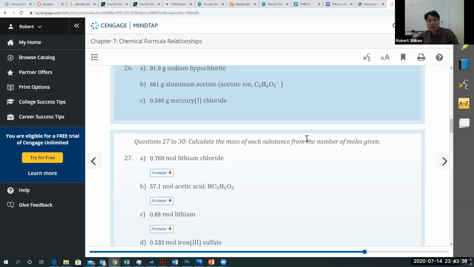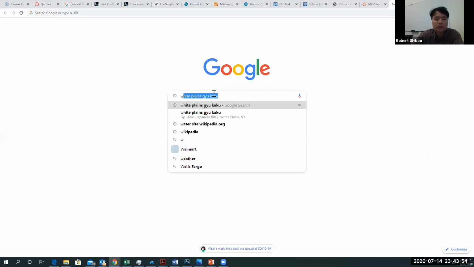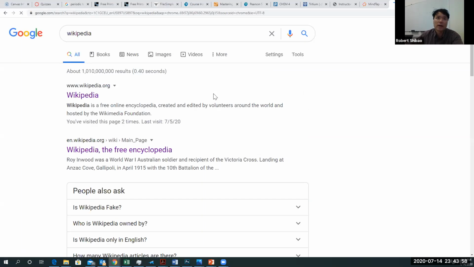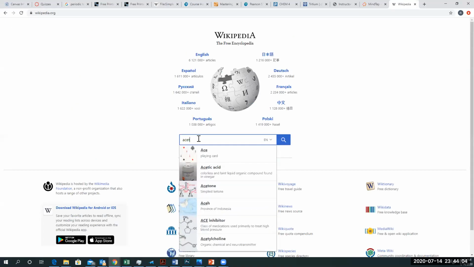Now calculate the mass. So now we're going to go from moles to grams. Mole to gram conversion. Once you feel comfortable with molar masses, we can just use Wikipedia to do it for us. So if we go to Wikipedia, but only do this if you're good at calculating molar masses. If you're good at calculating molar masses, then let's go to acetic acid.